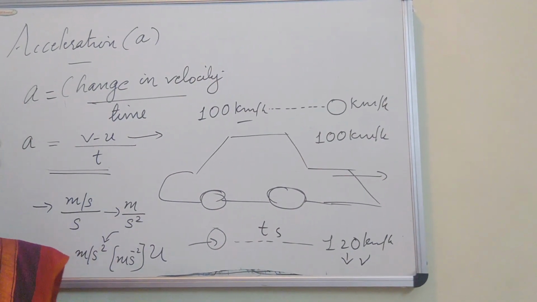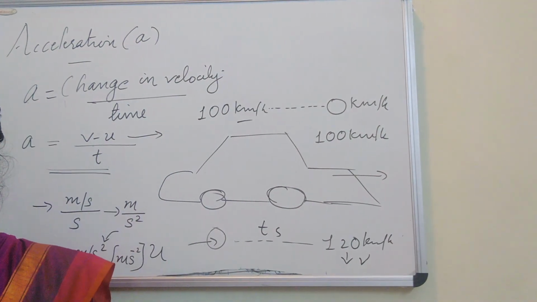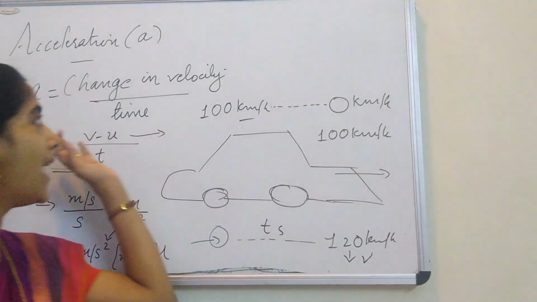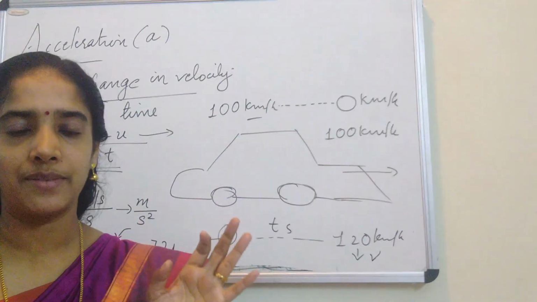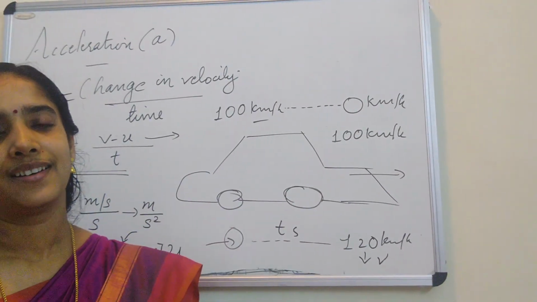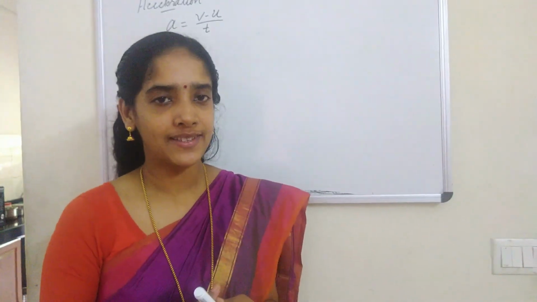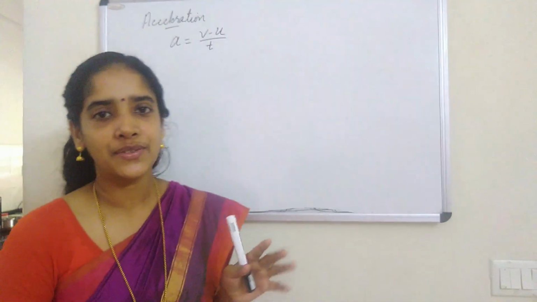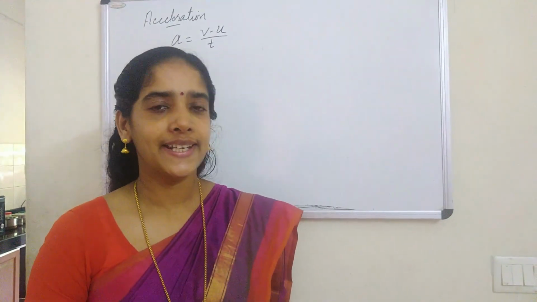So here, one more thing you see, velocity, what type of quantity? It's a vector quantity, right? So acceleration is also a vector quantity. That means acceleration has magnitude and direction. Okay, so we have seen about acceleration a is equal to v minus u by t. Now let us see three cases of acceleration.